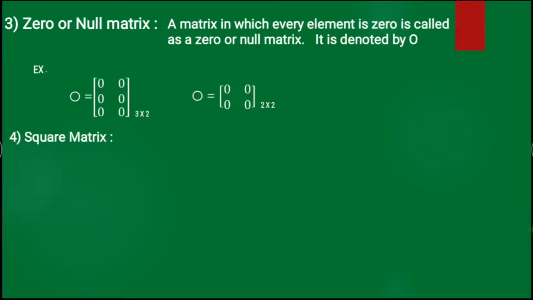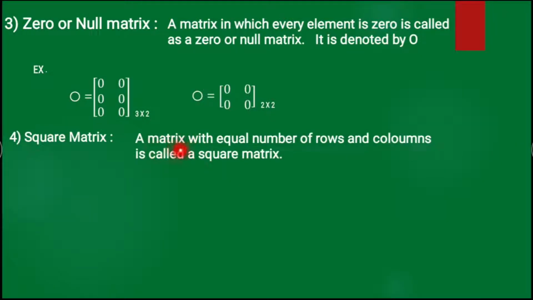Now see next definition, next type, square matrix. A matrix with equal number of rows and columns is called a square matrix. That means a matrix containing number of rows equals to number of columns.